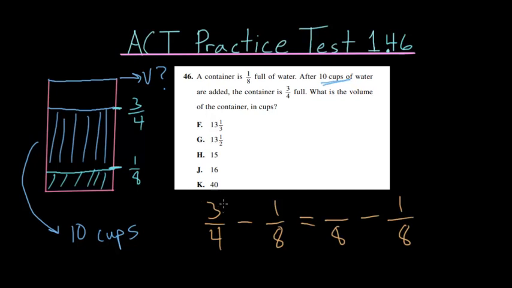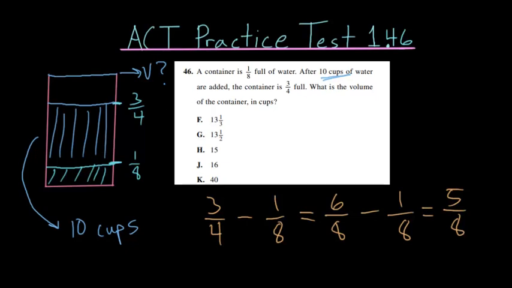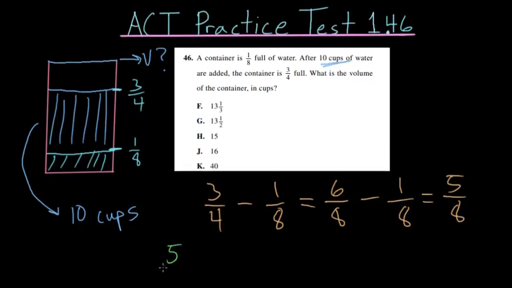So we would have to multiply the 3 by 2 as well, so that the fraction remains equal. And 3 times 2 is 6, so 6/8 is equivalent to 3/4. And now subtracting 1/8 from 6/8, we have 5/8. Now what we just found is that this portion right here of our container is 5/8 of the total volume. Or in other words, 5/8 of our volume, which I'll call V, is equal to 10 cups.